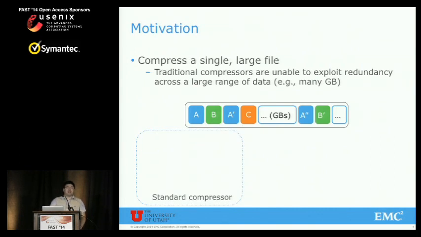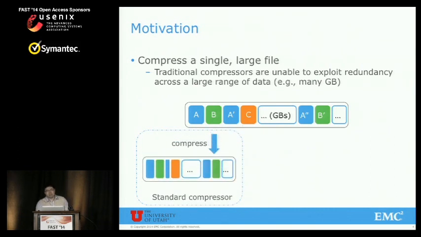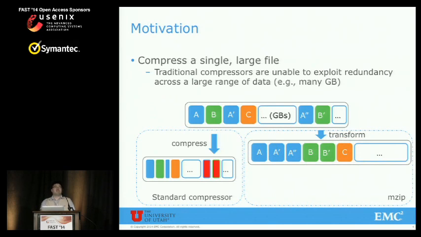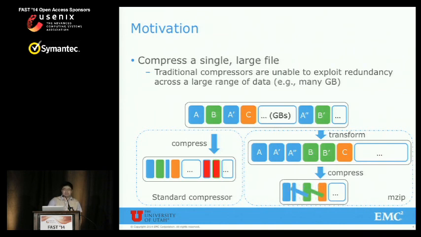Then if we use the standard compressors to compress this input file, we might get something as shown on the left bottom. Block A double prime and B prime are not compressed well because they are far away at the end of this file. What we propose for this case is called MZIP. For MZIP, the input file will first be transformed such that similar blocks are next to each other, and then we use standard compressors to compress it. It will compress better because similar blocks are next to each other.